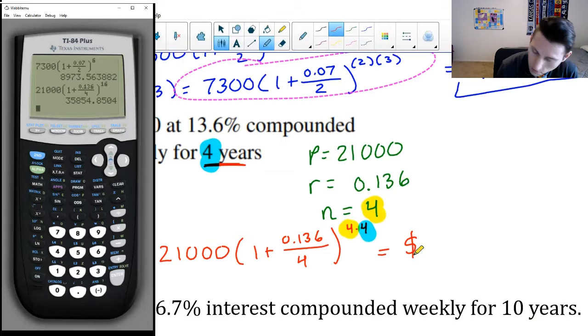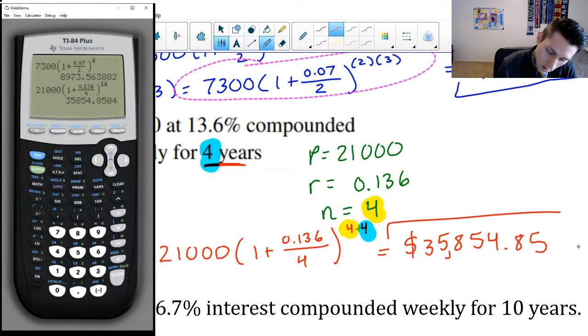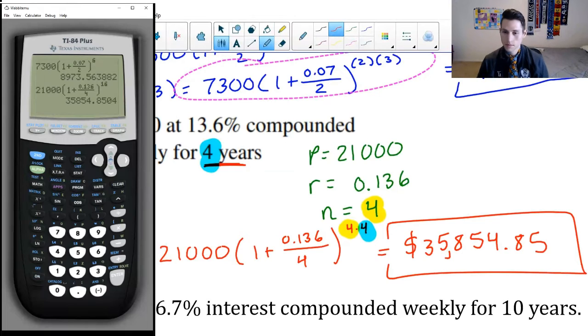Again, since we're dealing with money, we'll round it to 2 decimal places. 35,854 and 85 cents. So please do that in your calculations, because otherwise you'll probably get slightly different answers than me if you're rounding at every step and hitting enter a lot on the calculator. Just type it all in at once and hit enter once and you'll be good to go.